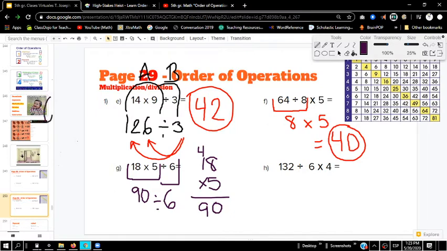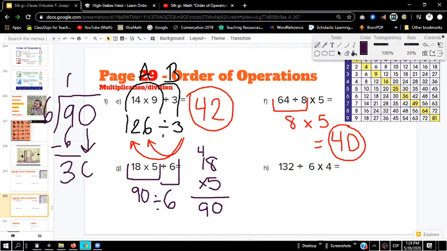So I'm going to put my 6 on the outside and my 90 on the inside. You could probably do this in your brain as well. 6 can go into 9 one time. 1 times 6 is 6. 9 minus 6 is 3. And then I bring a copy of my next digit down, which is a 0.